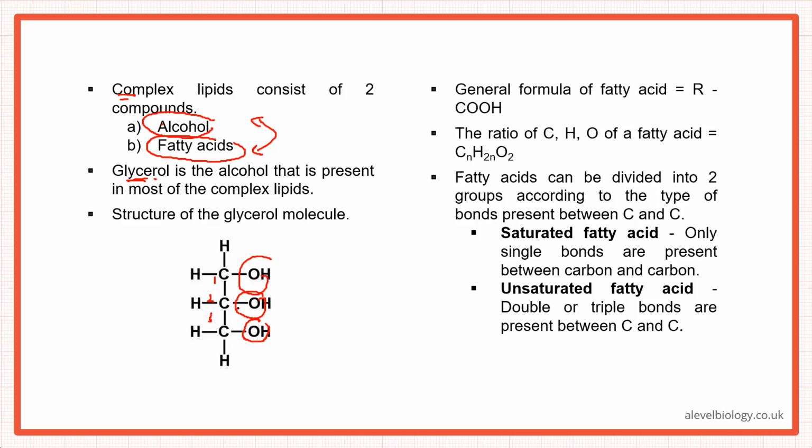Then for the fatty acid, beta, it will have the functional group COOH. So we have two functional groups here. The OH functional group is coming from the glycerol, and the C double bond O and OH, the carboxylic group, is coming from the fatty acid. And this is the general ratio for carbon to hydrogen to oxygen of a fatty acid. The formula is CnH2nO2. So remember, it has glycerol and it has fatty acids.